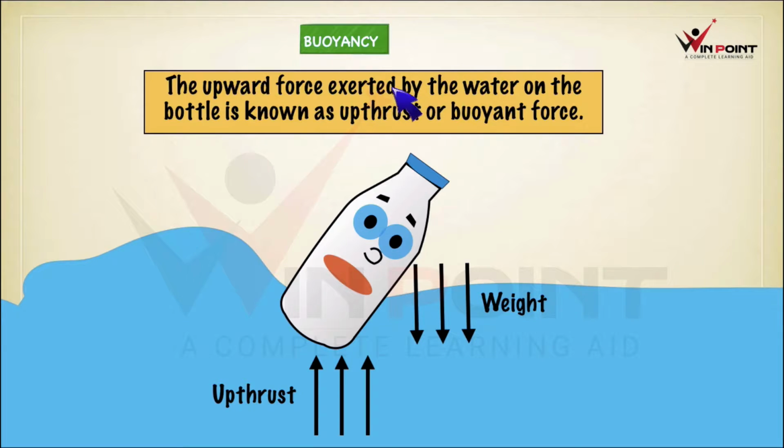The upward force exerted by the water on the bottle is known as upthrust or buoyant force. So this upthrust is also known as buoyant force. When we are dipping any object inside the water, there will be upthrust or buoyant force. This buoyant force is balanced by weight. Then that object will float on the surface of water.